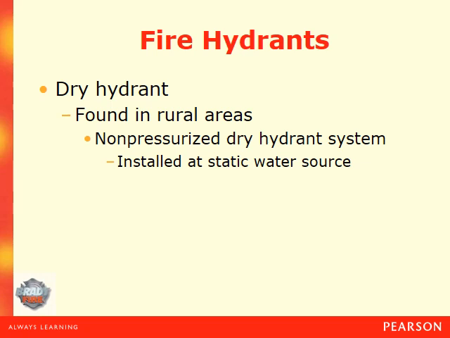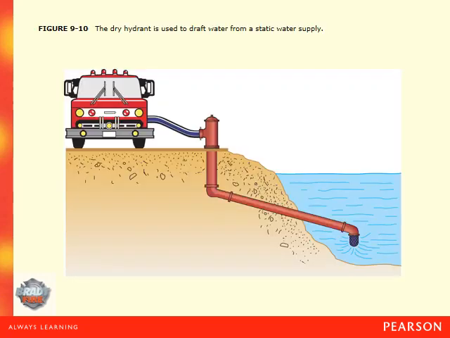Third type of hydrant is a dry hydrant, and that's found in rural areas. This is a non-pressurized hydrant system that's installed at a static water source, meaning lakes and ponds. The fire truck basically pulls up to this connection, blows some water through the system here to clear out any debris, and then begins to take on water till it's full.